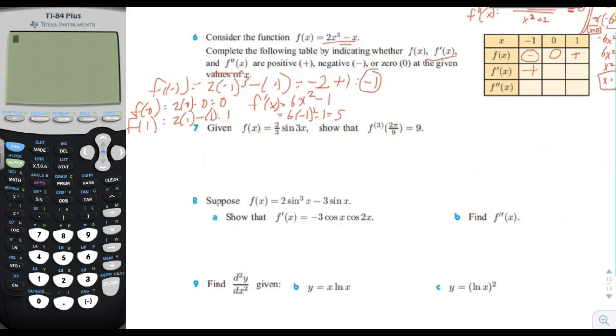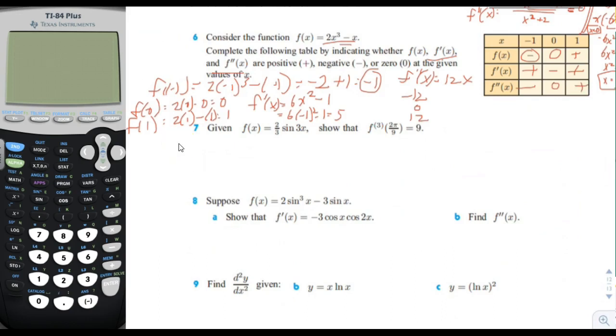What if we put in 0? If we put in 0, it would be 6 times 0 minus 1, which would be 0 minus 1, which would be negative. What if we put in positive 1? If we put in positive 1, it would be 6 minus 1 is 5, positive 5. F double dashed, we take the derivative, 12x. Okay, and then if you put in negative 1 into 12x, you get negative 12. And if you put 1 into 12x, you would get positive 12. So it would be negative, 0, and positive.